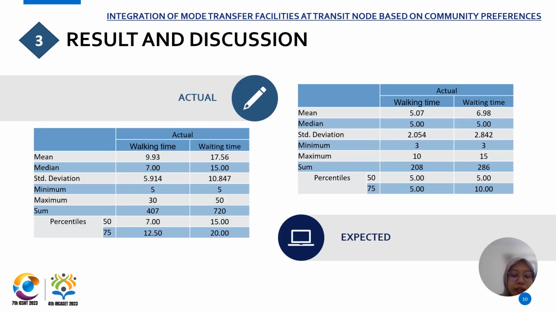The 50 and 70 percentile analysis shows that at the current transit node, the time required for people to walk is in the range of 7 to 11.5 minutes, and the expected time to walk is 5 minutes, while the time required to wait for public transportation modes is in the range of 15 to 20 minutes, and the expected time is in the range of 5 to 10 minutes.